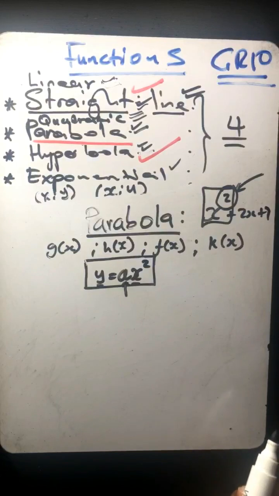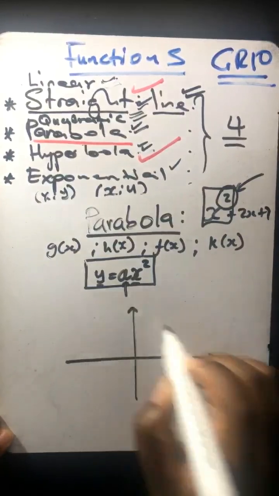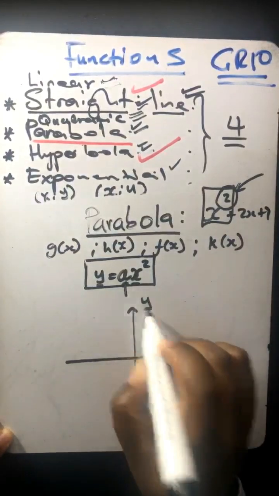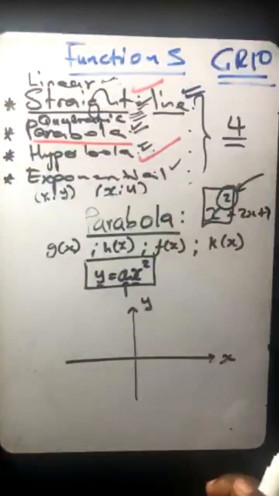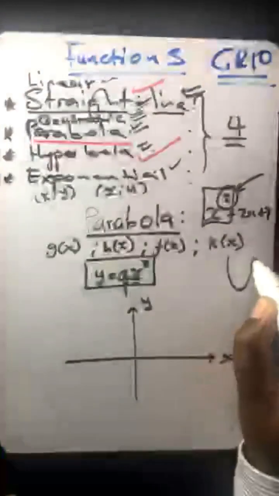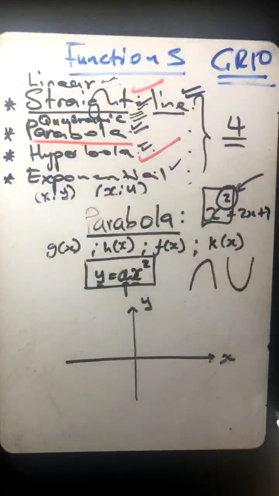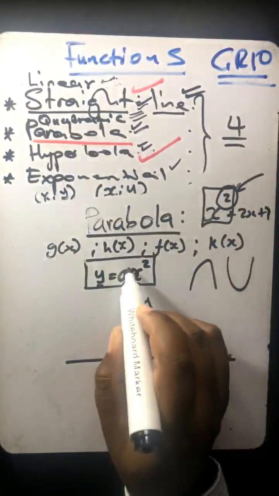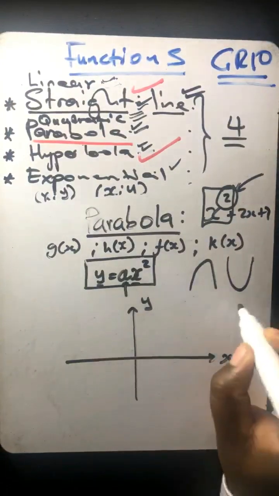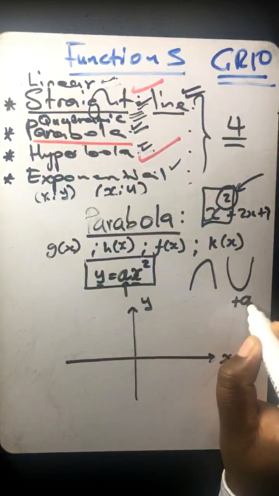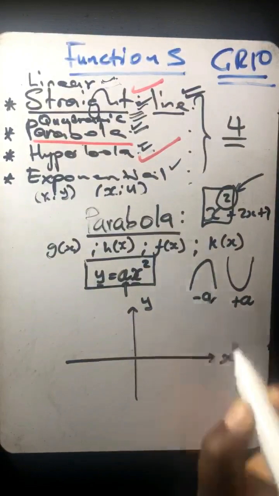Again and again, bantu bakithi, we draw functions on a Cartesian plane. So that is why at all times I'm going to start with that, having the first, second, third, and fourth quadrant. The shape of a parabola is either that or that. So the impact of A: if A is positive, then you are going to have that shape. If A is negative, you are going to have that shape.